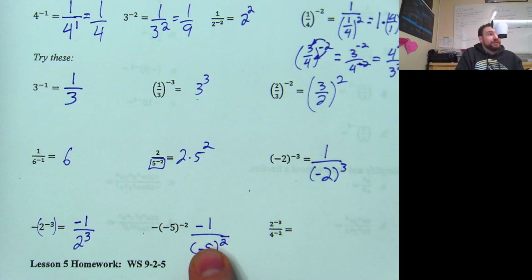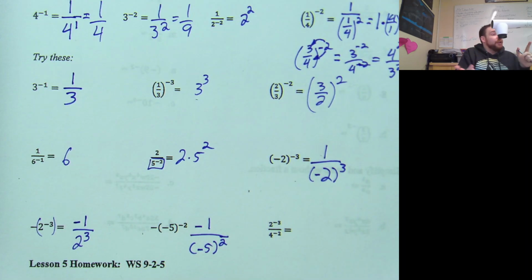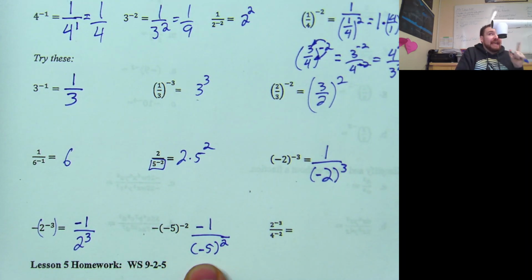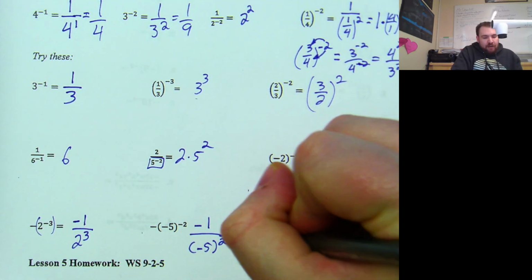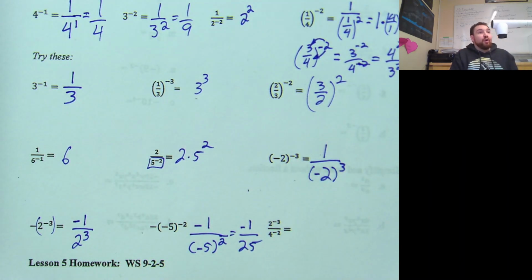I thought you were going to ask me about this one. Because your question, Harwin, actually you and Danny always ask the question, you alternate. If I evaluated this, what would I get? Which is the question that I wanted to ask you guys. That would be negative 1 over 25.